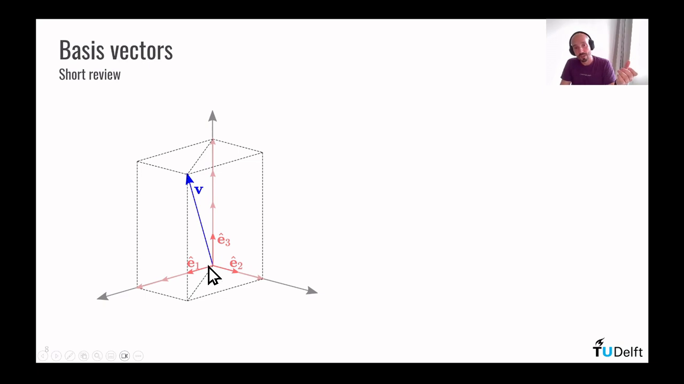And then we project to e hat 2, and then we project to e hat 3. So this vector could be represented by this expression here. Vector v equals 3 times e hat 1, so 1, 2, 3, plus 2 times e hat 2, 1, 2, plus 4 times e hat 3, 1, 2, 3, 4. So this is a way to represent this vector.